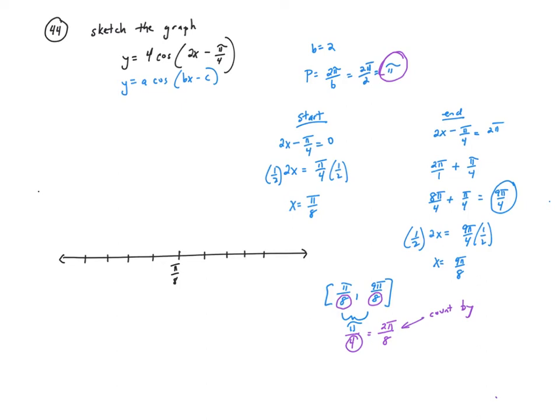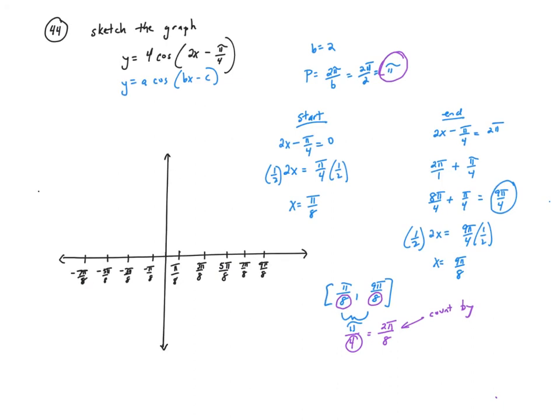Since we're counting by 2 pi over 8s, we'll get 3 pi over 8, 5 pi over 8, 7 pi over 8, and 9 pi over 8. Going backwards, we'll get negative pi over 8, negative 3 pi over 8, negative 5 pi over 8, and negative 7 pi over 8.